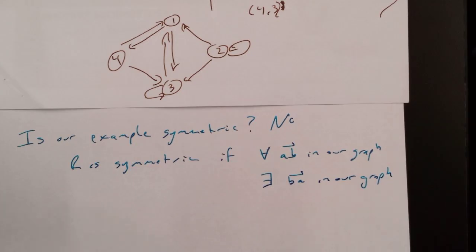So I want to say if there's an arc from A to B, then there must be an arc from B to A. And again, we found 3 places where that doesn't happen. So this graph is not symmetric. Questions so far? Reflexive, symmetric, antisymmetric.